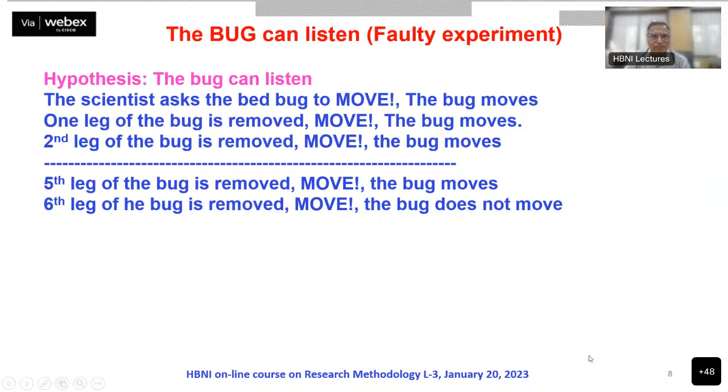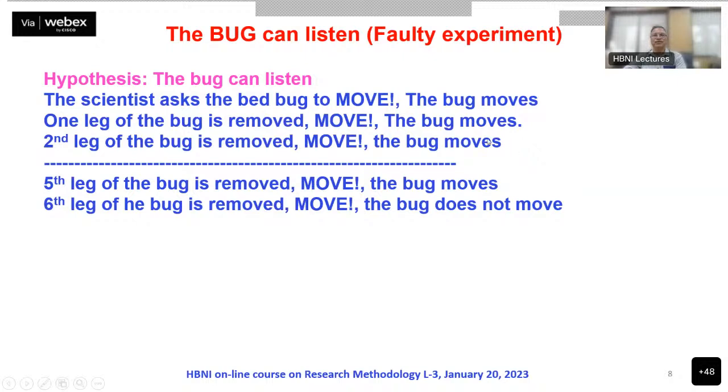Okay, I'll give you one example of a faulty experiment. The hypothesis is that the bed bug can listen. So a scientist planned an experiment to prove that the bug can listen. The scientist asks the bed bug to move, and the bug moves. Then he plucks one leg of the bug, and again asks move, and the bug moves.